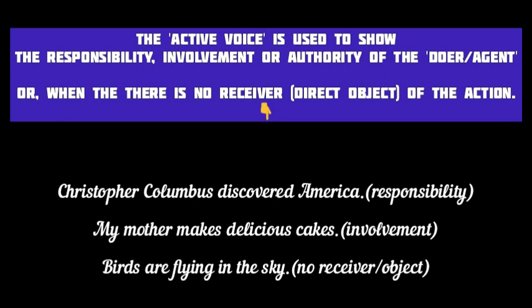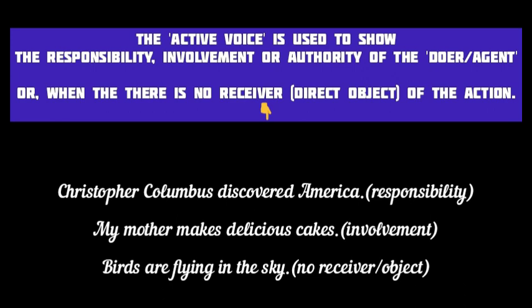The active voice is also used when there is no receiver of the action or the direct object of the verb in the sentence. In the first example, the subject Christopher Columbus is the doer or performer of the verb discover. We want to highlight the subject's role or responsibility for the discovery of America here. So the sentence has an active construction.